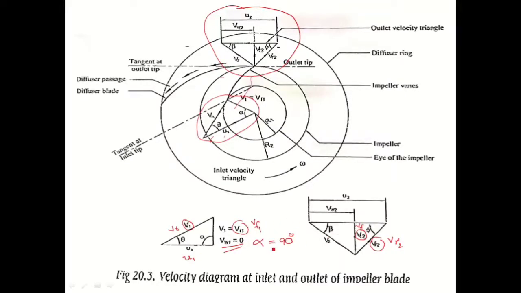And V2 here, the alpha is 90 degrees, and at outlet, beta is the angle which the absolute velocity of air at outlet makes with the tangent of the blade, that is the velocity of vane at outlet. The horizontal component of absolute velocity at outlet is Vw2. So this is the velocity diagram of a centrifugal compressor.